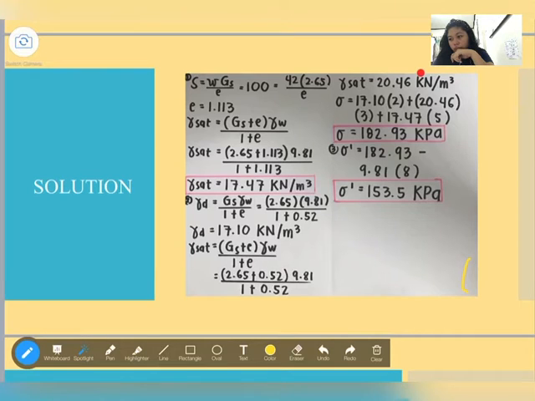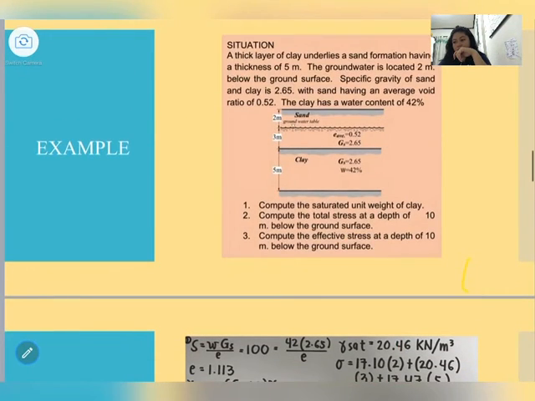By these unit weights, we can get the total stress 10 meters below the ground. We add up the stresses in each area: 17.10 times 2, plus 20.46 times 3, plus 17.47 times 5. The total stress 10 meters below is 182.93 kPa.